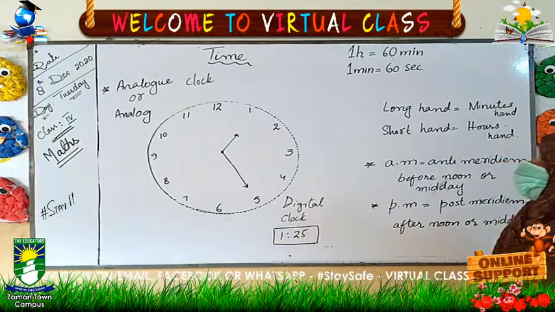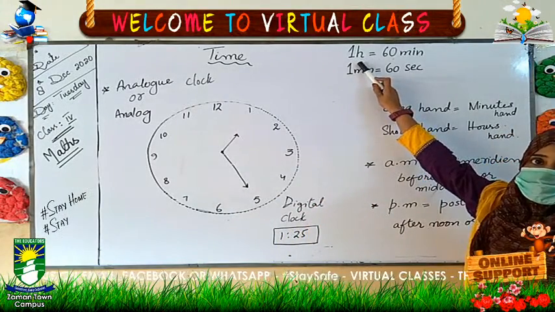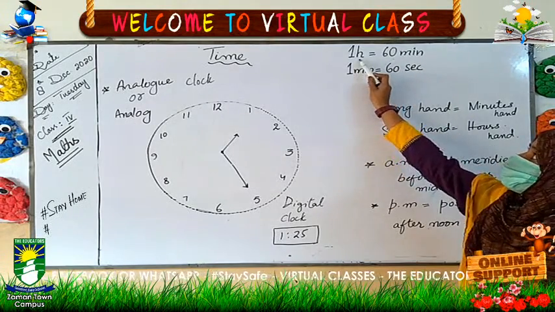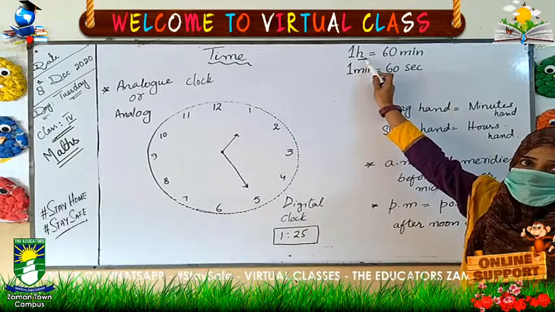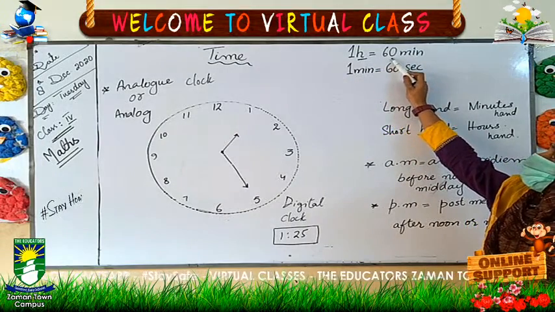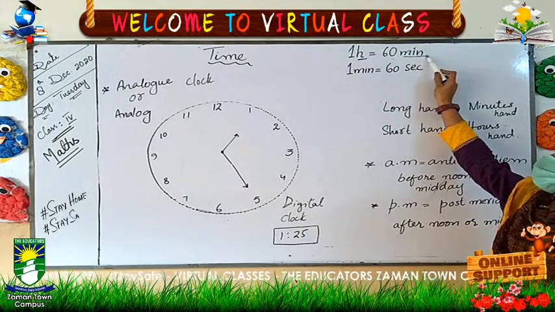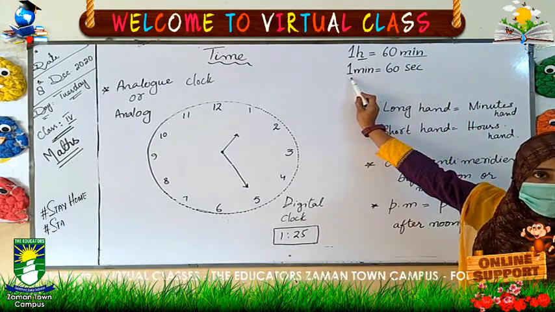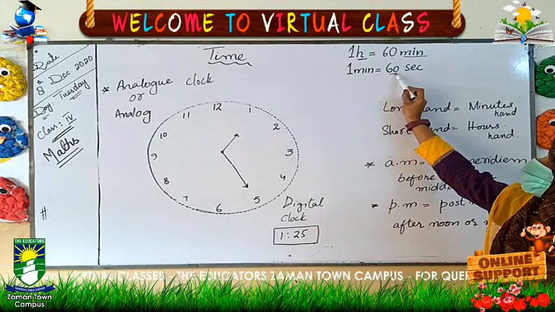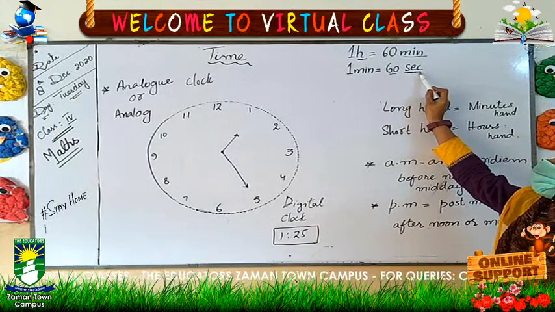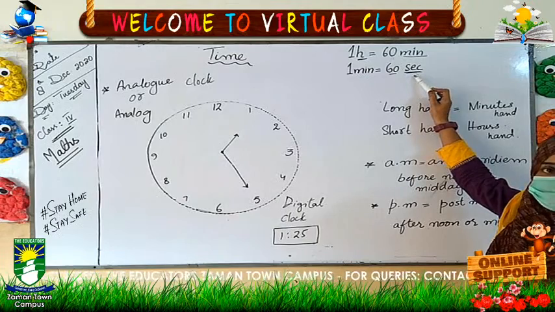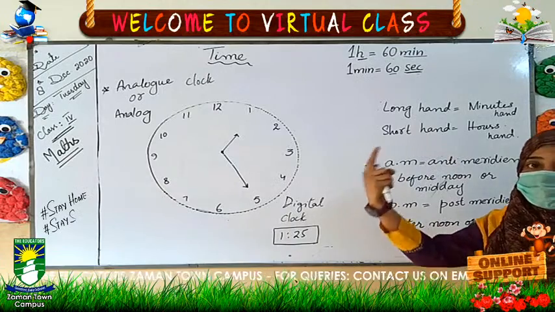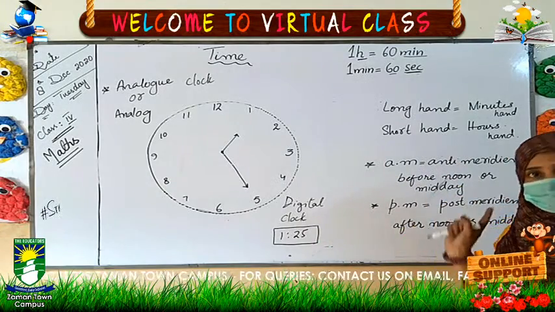My dear students, 1 hour is equal to 60 minutes. Here, H is the short form of hour, and the short form of minute is written here. And 1 minute is equal to 60 seconds. SEC is the short form of second. So, 1 hour is equal to 60 minutes, and 1 minute is equal to 60 seconds.